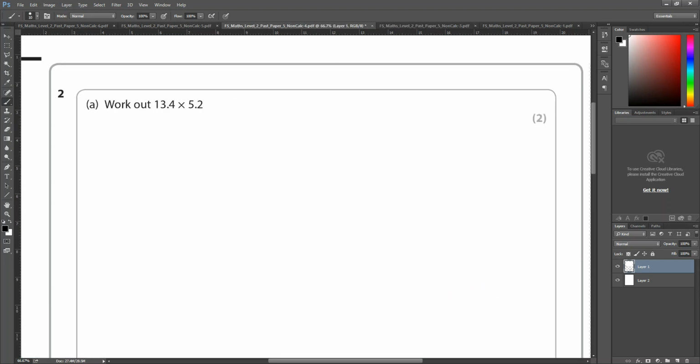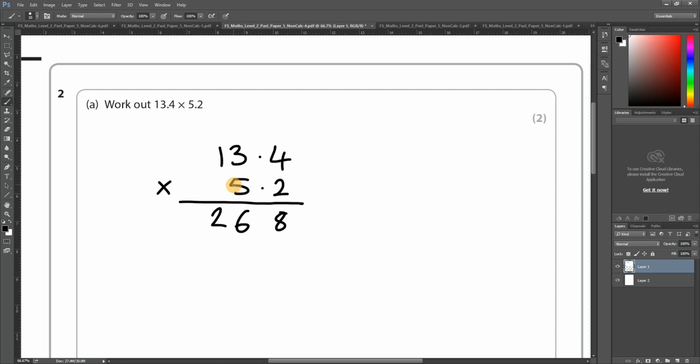Question 2a, work out 13.4 times 5.2 for 2 marks. So this is without the calculator, so we're going to have to multiply like this, and just ignore the decimal points for now and just multiply normally. All the numbers at the top are going to multiply all the numbers at the bottom, and you always start from the right hand side. So 4 times 2 is 8, 3 2s are 6, 1 times 2 is 2. Okay, so that's the 2 done.